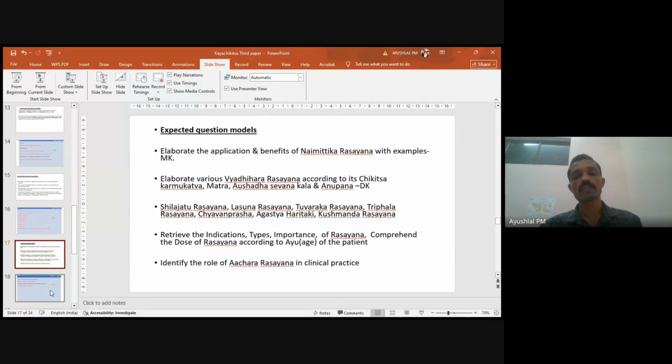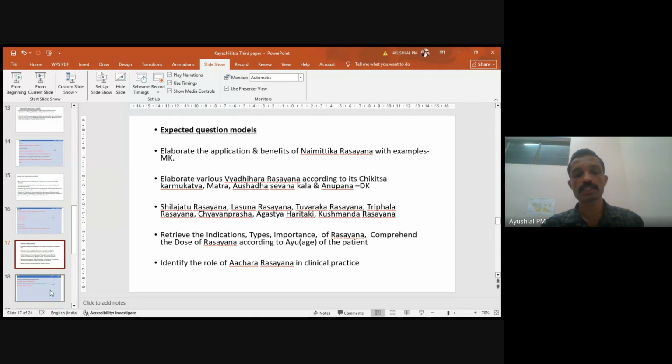Then for 5 mark questions: elaborate various Vyadhihara Rasayana according to their Chikitsa Karmagata, Matra, Aushadha Sevana Kala, Anupana. So you should know the various Vyadhihara Rasayanas: Shilajit Rasayana, Lashuna Rasayana, Bhallataka Rasayana, Triphala, Chyavanaprasha, Amalaki, Kushmanda Rasayana. There are a lot of Vyadhihara Rasayanas which do both Vyadhihara and Rasayana functions. These names you should remember. What are its most important points? You should remember all these things. So it can be asked for 5 marks.